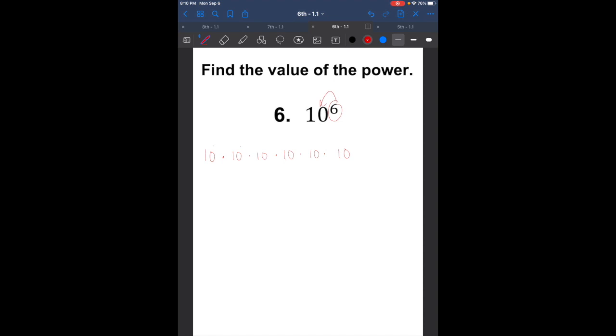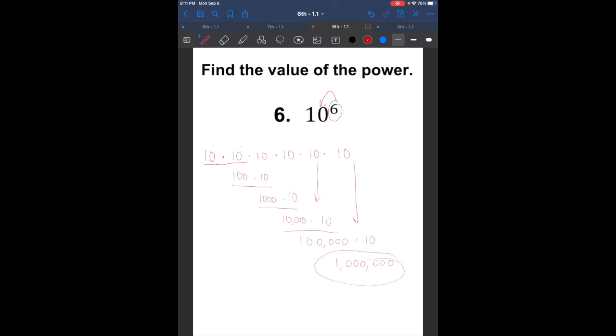Alright, so now all we got to do is multiply. 10 times 10 is 100. 100 times 10 is 1,000. 1,000 times 10 is 10,000. And then 10,000 times 10 is 100,000, right? We're just adding zeros. And then 100,000 times 10, the last one, is going to give you 1 million. So if we're looking at this, there we go. Our answer is going to be 1 million.